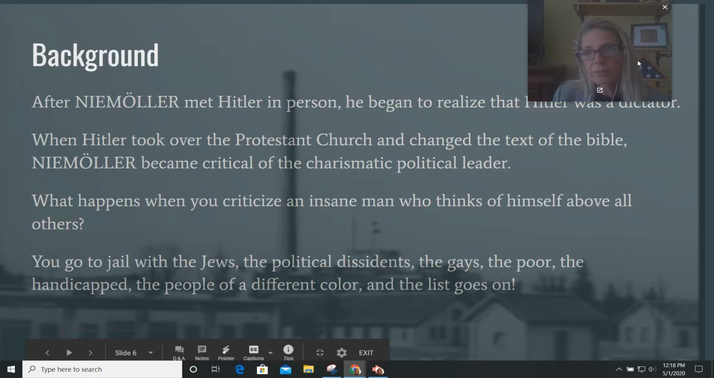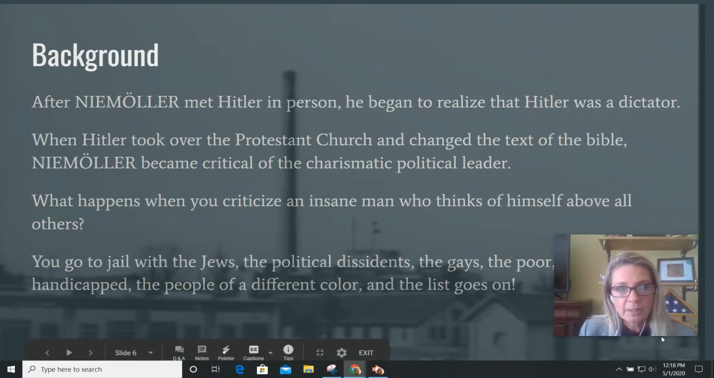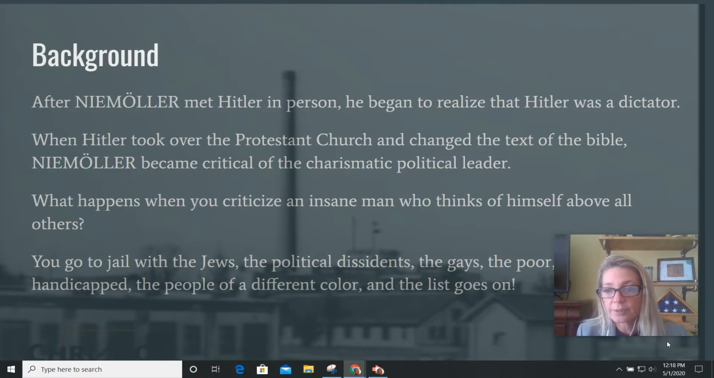However, after a few years, Niemöller met Hitler in person. He began to realize that Hitler was a dictator. And then when Hitler took over the Protestant church and changed the text of the Bible, Niemöller became critical of the charismatic leader. What happens when you criticize an insane man who thinks of himself above all others?